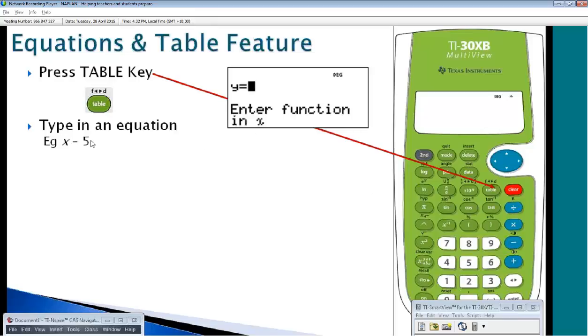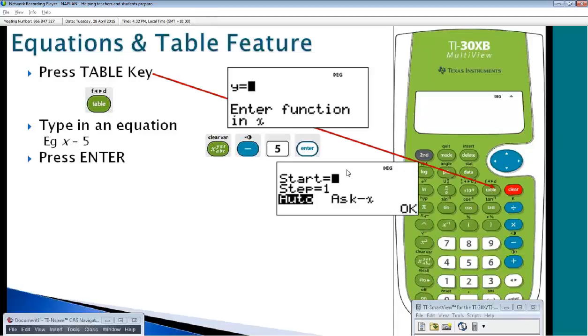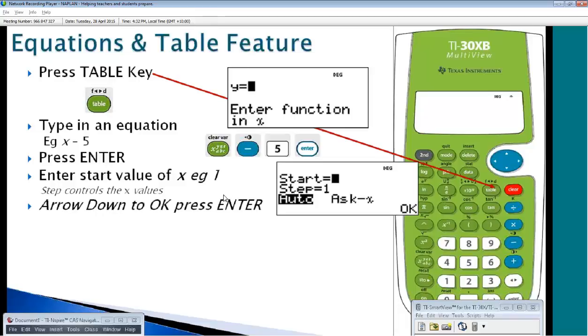So for example, if we're given an equation of x minus 5, we're actually able to enter in x minus 5 and press enter. And what happens is it will then ask us, well, what's the starting value you want to have for your equation, your table? And you can change that. It's generally set for 0, but it remembers what your previous one is. And your step there actually is how do you want your x values to increase. So if you put in step equals 1, that means you're going to start at 0 and you're going to have x equals 0, x equals 1, x equals 2, etc.